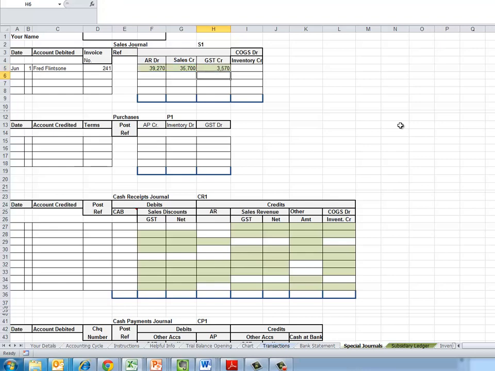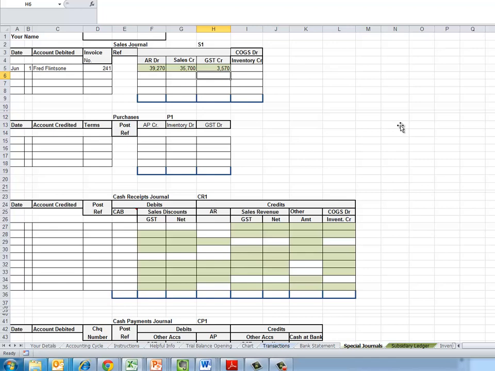And that's part of our journal done. So the next part of the journal, so there's two parts. When you sell something, you receive income, which is the credit sales, and people owe you money, which is an asset. So a credit to sales, a debit to assets, accounts receivable.